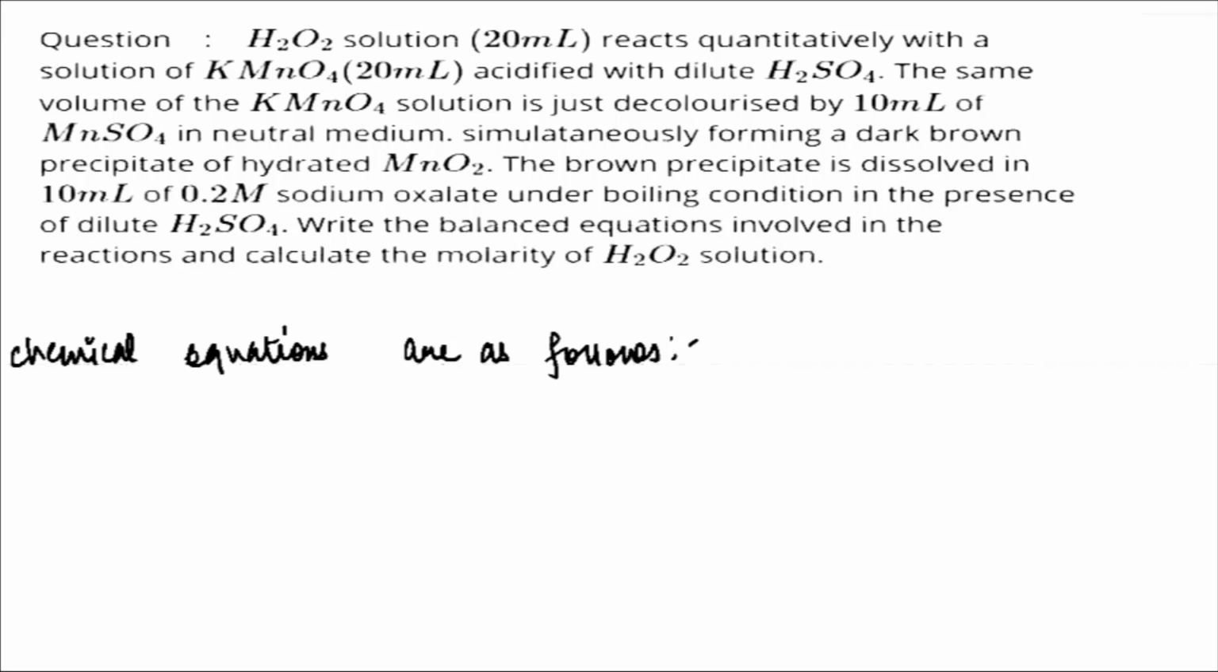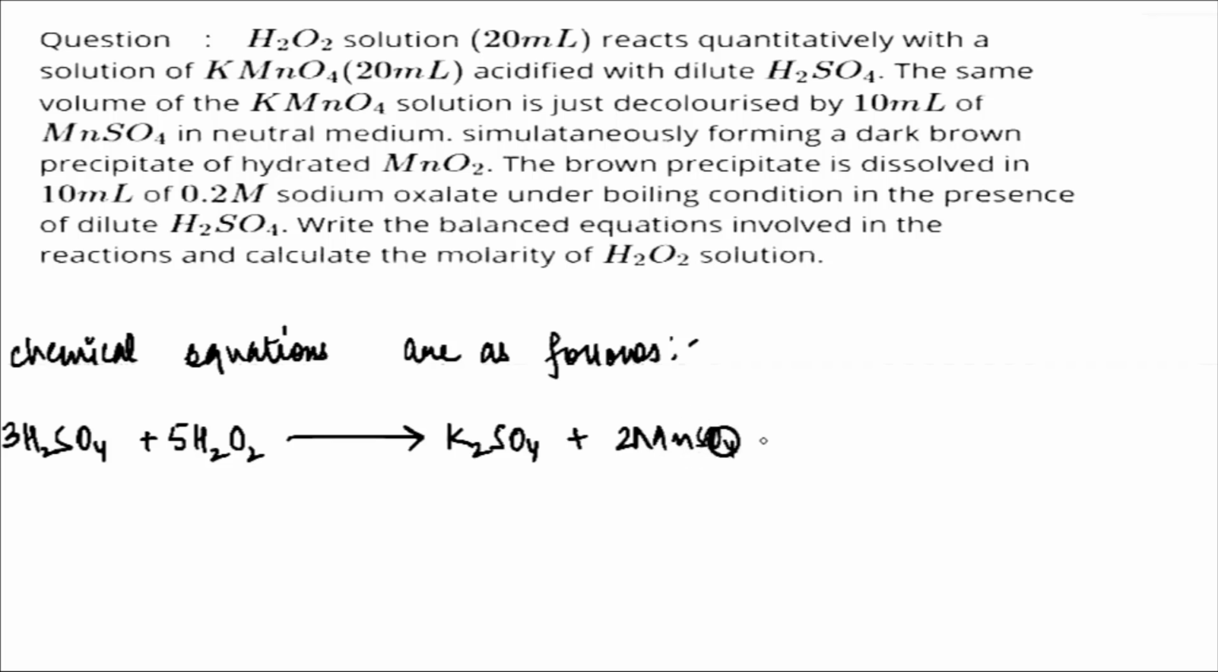2KMnO4 plus 3H2SO4 plus 5H2O2 gives rise to K2SO4 plus 2MnSO4 plus 8H2O.